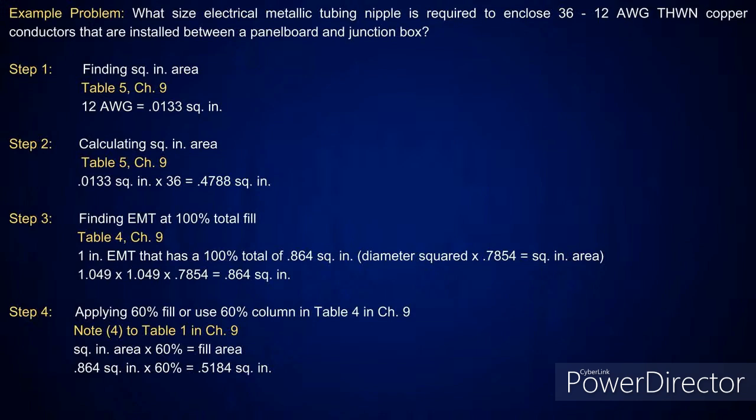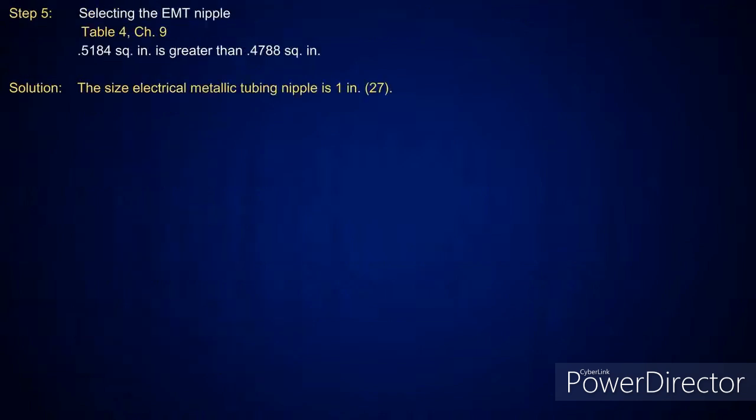Well, now, if you look there, we did the total fill percent, and we're telling you it's 0.864 square inches. If I take that at 60%, it's going to tell you here for the 1 inch EMT, which 3/4 would have been too small because we did the calculation. It'll give you 0.5184 square inches that will contain that 0.478 square inches. And then once you get that, you know that the 1 inch EMT is good to be used for the nipple at 60%.